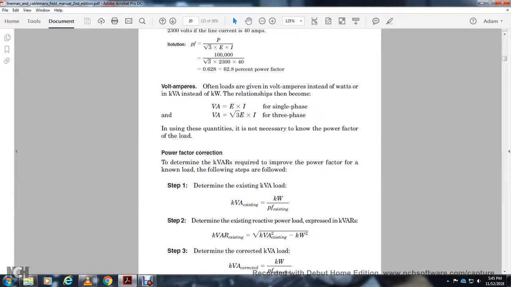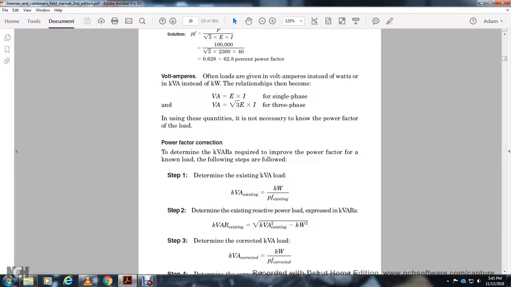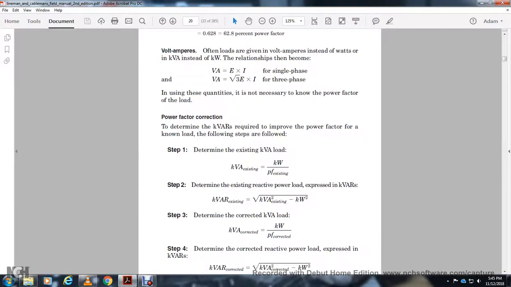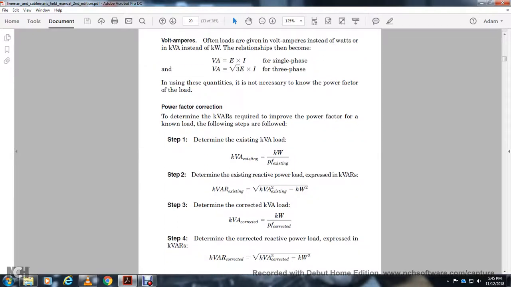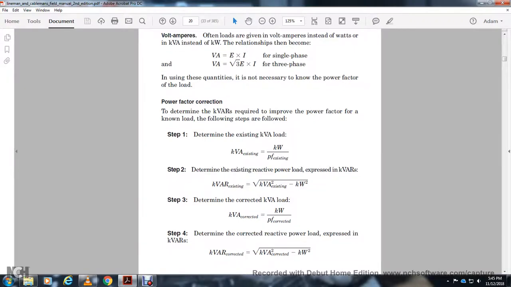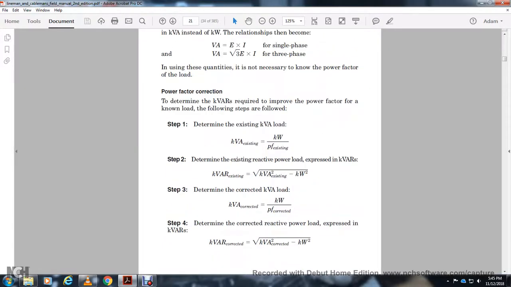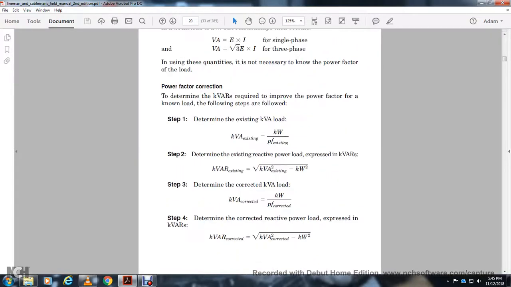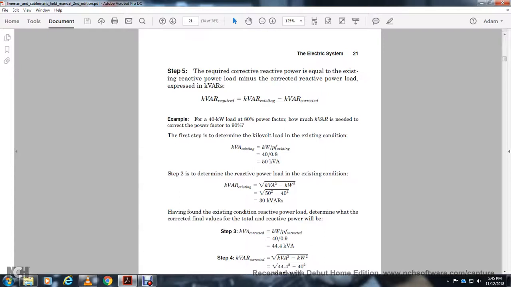Step 3: determine the corrected kilovolt ampere load. Kilovolt amperes corrected equals kilowatts over the power factor corrected. Step 4: determine the corrected reactive power load. Kilovolt amperes reactive corrected equals the square root of kilovolt amperes corrected squared minus the kilowatts squared. Step 5: the reactive power required to correct is equal to the existing reactive power load minus the corrected reactive power load.